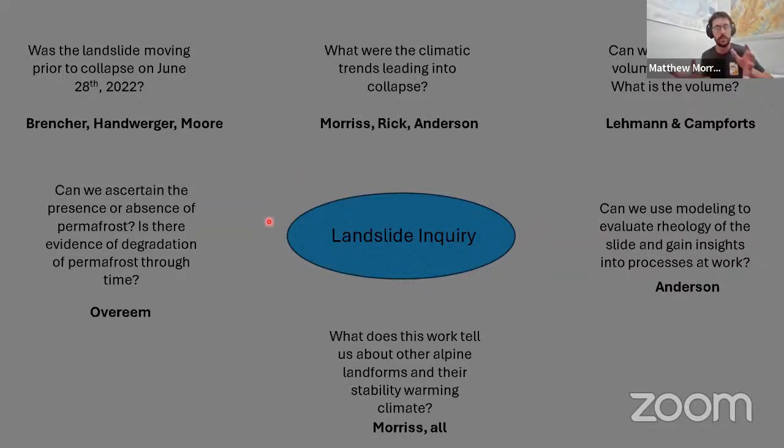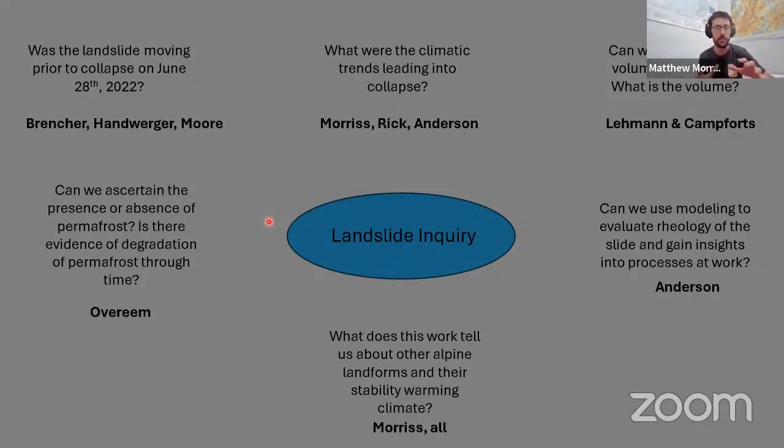And we asked, what are some fundamental questions about this landslide? For instance, was it moving prior to collapse, or did it collapse catastrophically just out of the blue? Were there any climatic trends that led into this collapse? And then can we constrain the volume of the slide, and what can we say about the volume of the slide? And then what do we say about the presence or absence of permafrost?